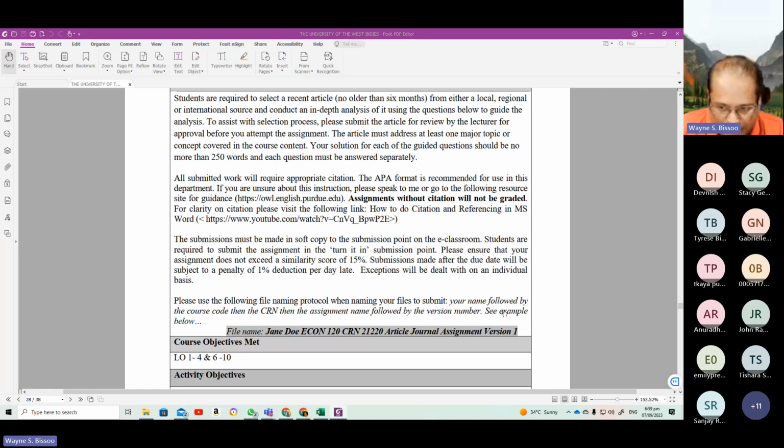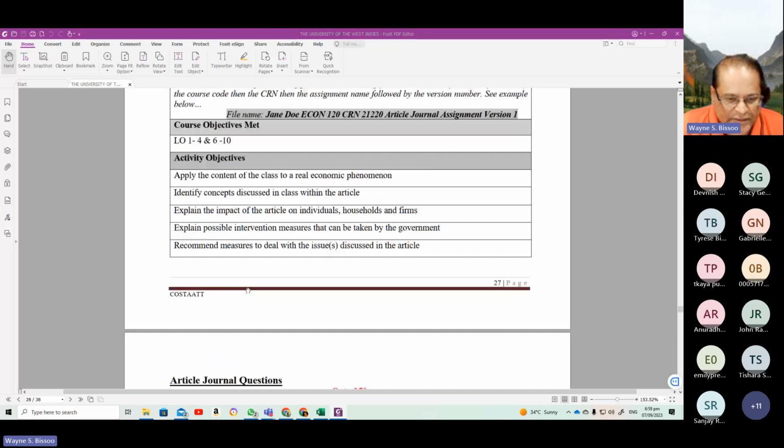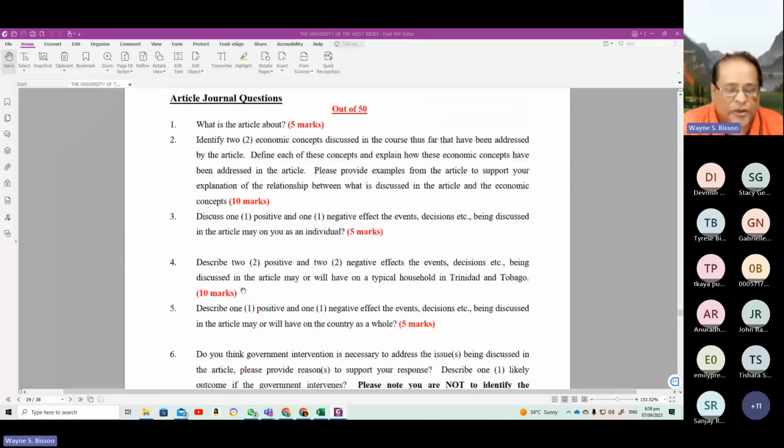So again, the same naming protocol for your file, except that this one would not be assignment 1, it will be article journal assignment version 1, or some combination of that. Why I want you to name your files in a particular manner is that they need to be distinguishable from the other assignments that you do. And I want your name attached to it so I know it's yours. All right. These are the learning outcomes associated with it, and these are the questions that guide your work.